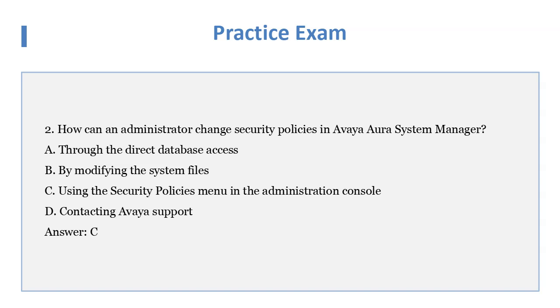2. How can an administrator change security policies in Avaya Aura System Manager? A. Through the direct database access. B. By modifying the system files. C. Using the Security Policies menu in the Administration console. D. Contacting Avaya support. Answer: C.